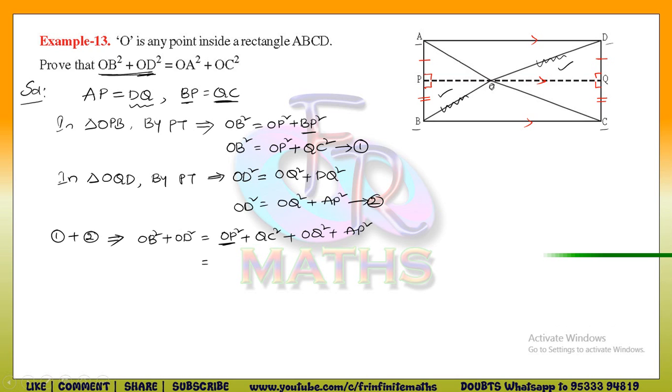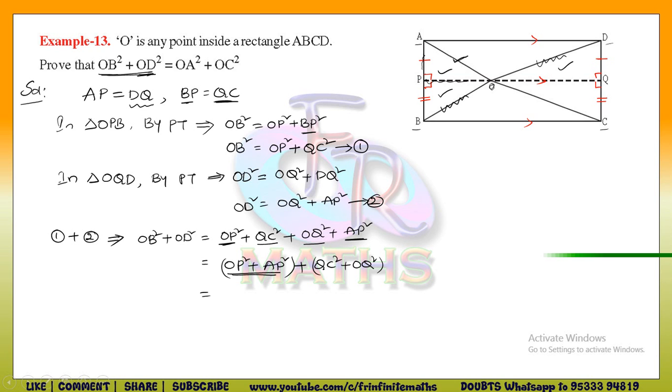Here this OP square and AP square contain P as the common vertex. If I write those together, OP square plus AP square, the same way QC square and OQ square, I combine those two as one group. Now if you observe this OP square plus AP square, where are OP and AP? OP and AP are present in this particular triangle, right? So OP square is one side and AP square is one more side. Side square plus side square is nothing but equal to hypotenuse square only, no?